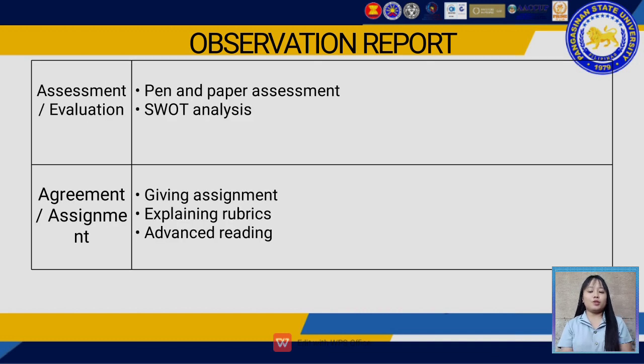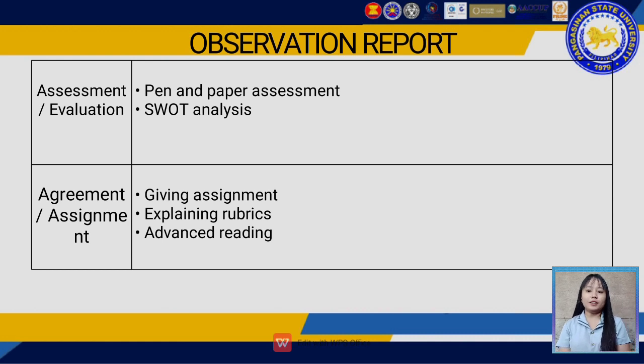And for the next procedure, we have here the assessment or the evaluation, wherein they use the paper and pencil assessment, where the teacher construct 10 questions to measure learners' understanding. They use true or false sometimes or multiple choice. And also in this, they use the SWOT analysis or the strength, weakness, opportunities, and threats on learning, wherein the learners being aware of what to improve in their academic performance and skills.